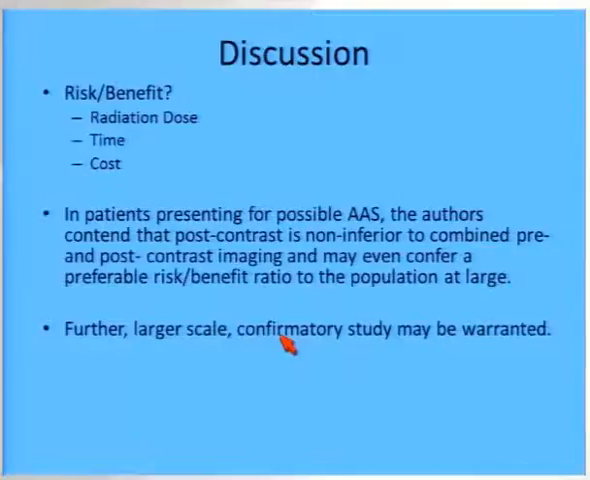Of course, because of the disease prevalence, it's a small subset. We only found 23 patients. The other group was also a smaller group. A larger scale confirmatory study would be warranted, but difficult given the fact that the disease is hard to identify.